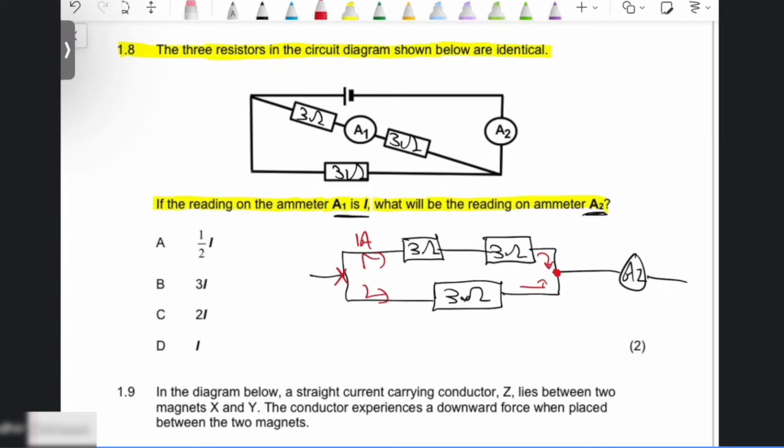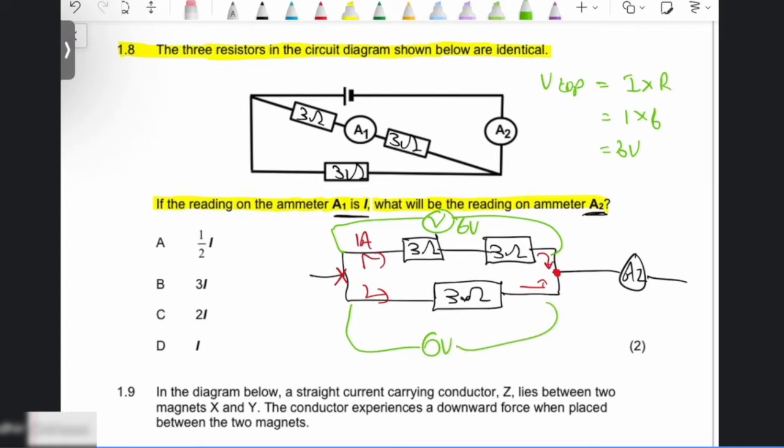Okay, so to do this quick and easy, we're going to say the voltage for our top branch is just going to be I times R. So our current is 1, our resistance is 6, so it's 1 times 6, that's 6 volts. That means for sure we're going to have 6 volts in the bottom branch, and then our current in the bottom branch is just going to be 6 divided by 3, so that's 2 amps.